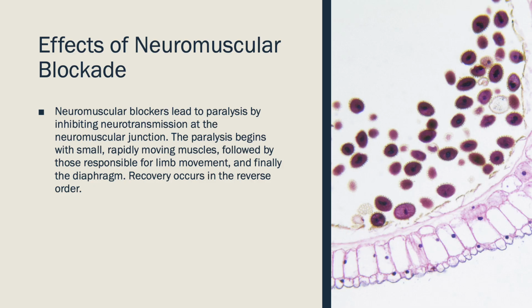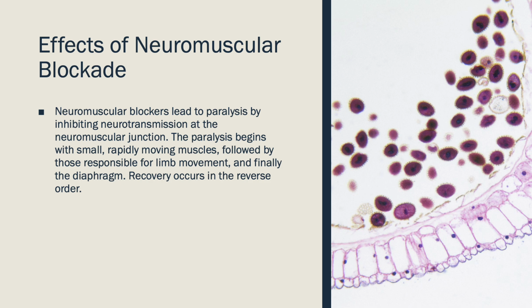Now, the effects of neuromuscular blockade. This is paralysis, and it begins with our small, rapidly moving muscles, so those are the eyes and the face. Then this progresses to our larger muscles, responsible for limb movement, and then finally the diaphragm. Now, this ordered progression is essential to monitor for the level of muscle relaxation during surgery. Neuromuscular blocking agents are used to facilitate intubation, maintain immobility, optimize mechanical ventilation, and sometimes we're even using them post-op in the ICU.